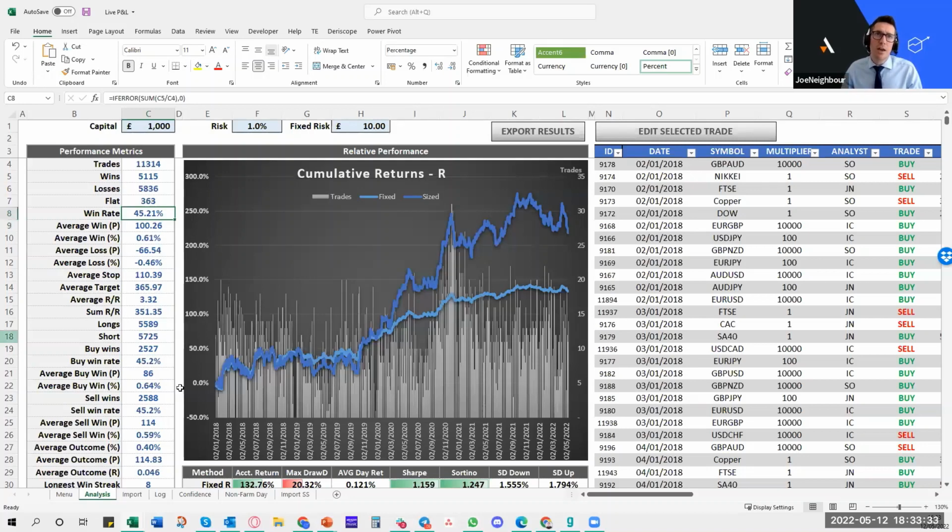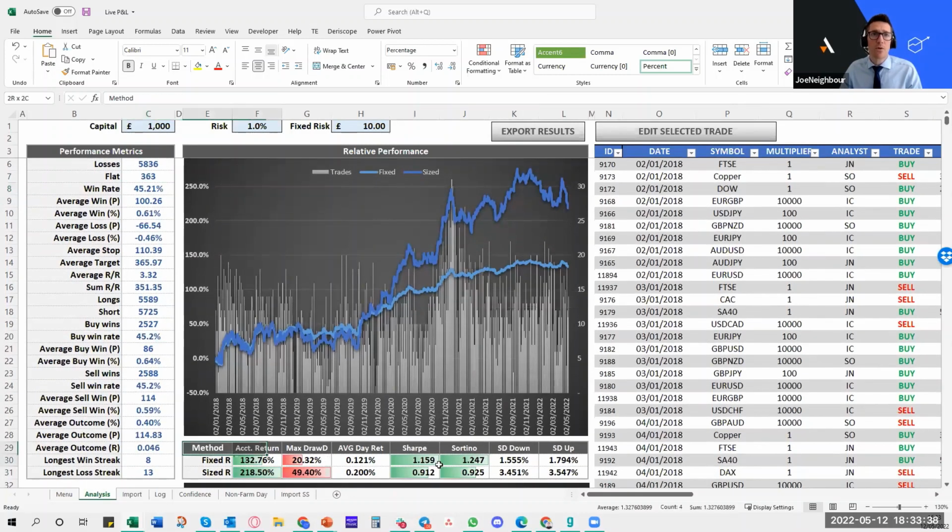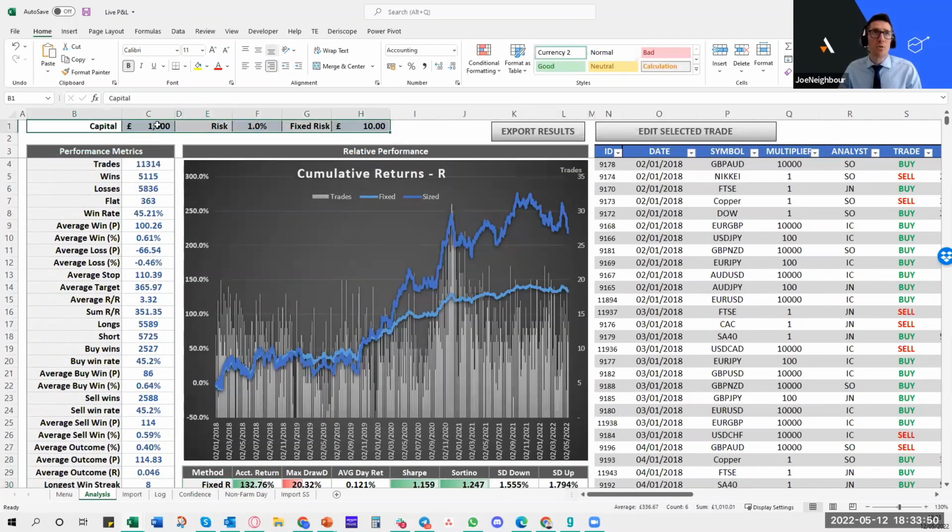So as you can see on the chart here, the performance over time has been pretty good. And if we look down here, we've got two methods that we've used to calculate returns. We've got fixed R and we've got what we've called sized R. Now at the top here, we've got the initial capital that we started off with. So on a hypothetical basis, we started off with a capital amount of £1,000, and then we've tracked the performance using two different ways to position size our trades. The first one we've used is a percentage basis. So every trade idea that we've published, we've risked 1% of capital per trade. And we've also done the same amount, but on a fixed amount of capital.